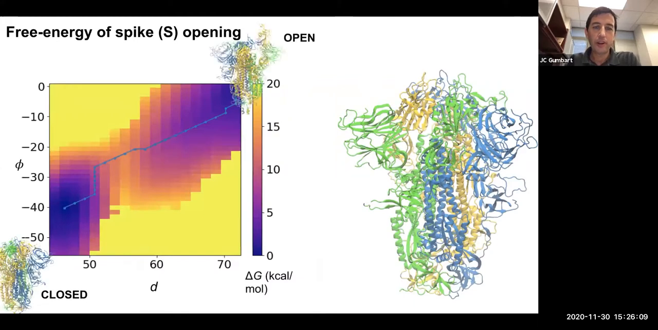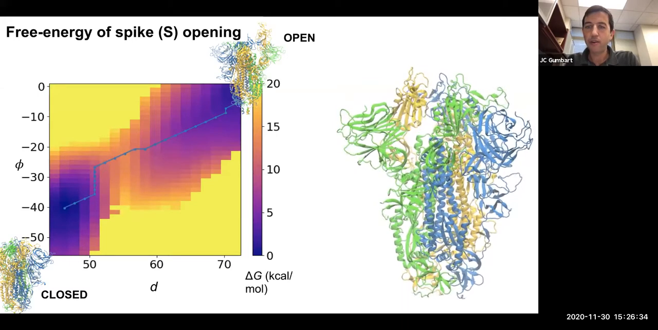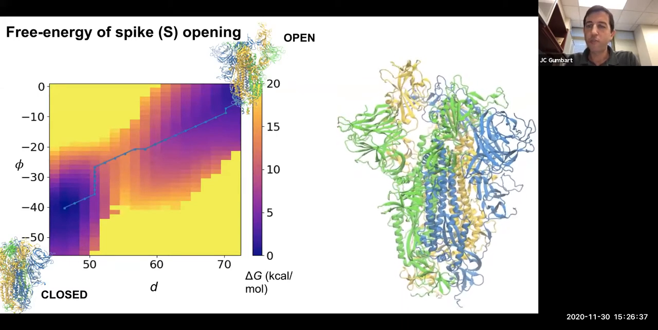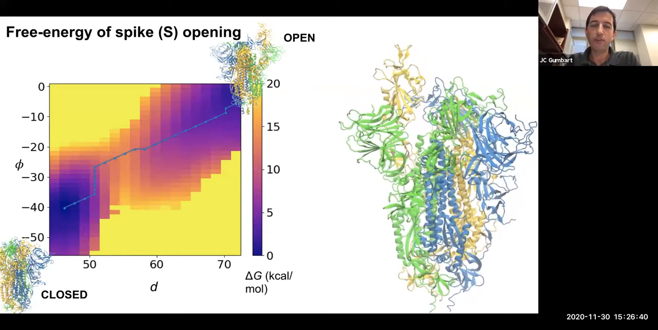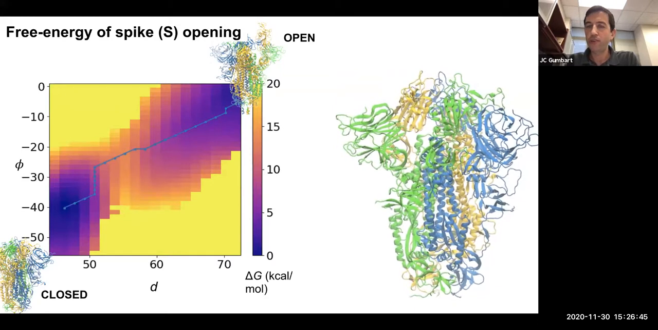All right, so here's an example of a two-dimensional potential of mean force. Again, along our two collective variables, our dihedral angle phi and our distance for this arm domain d. You can see the closed state is in the lower left and the open state is in the upper right. And so we piece together the different states. You can see here kind of a movie of how it opens along this least free energy pathway connecting the closed to open states.